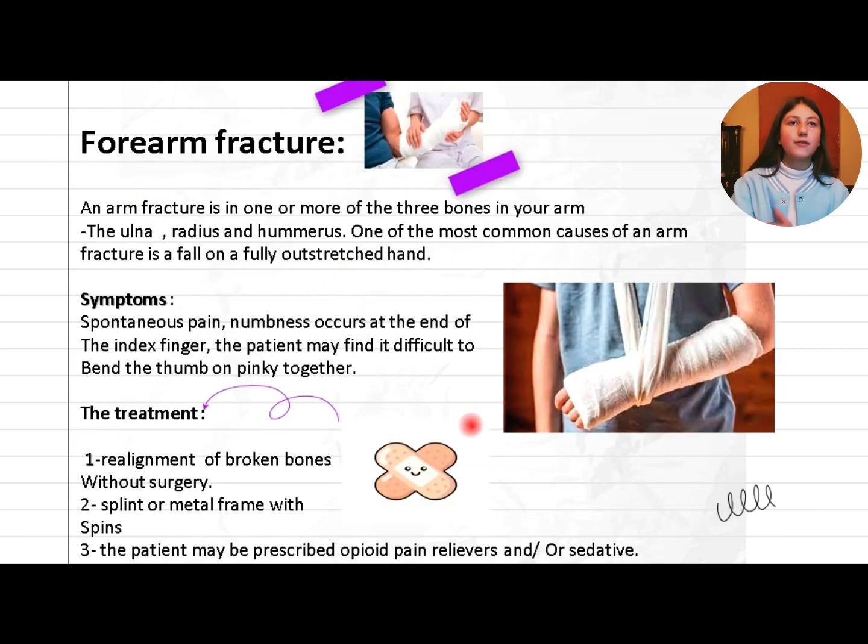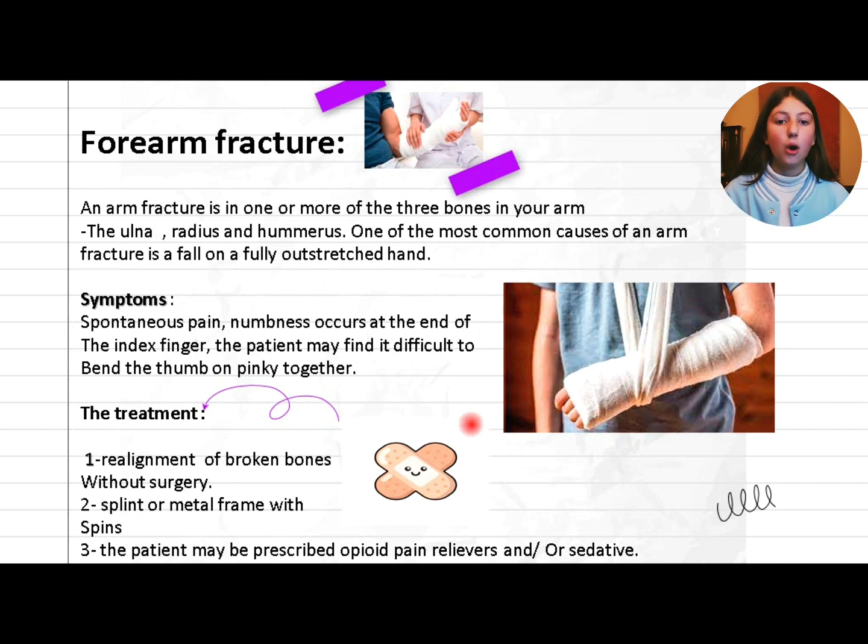Now, the forearm fracture. An arm fracture is in one or more of the three bones in your arm: the ulna, radius, and the humerus. One of the most common causes of an arm fracture is a fall on a fully outstretched hand. Now, the symptoms of a forearm fracture: spontaneous pain, numbness occur at the end of the index fingers. The patient may find it difficult to bend the thumb and pinky together.